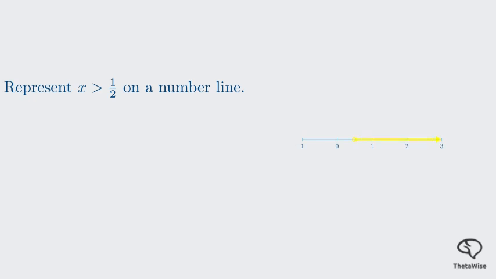Since x is greater than 1/2, all the numbers that work are to the right of 1/2. We draw a bold line extending from our open circle to the right, with an arrow at the end to show it goes on forever.